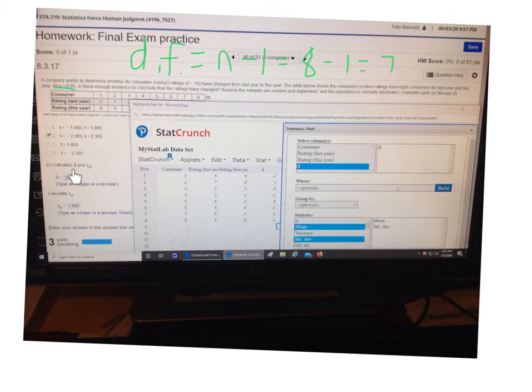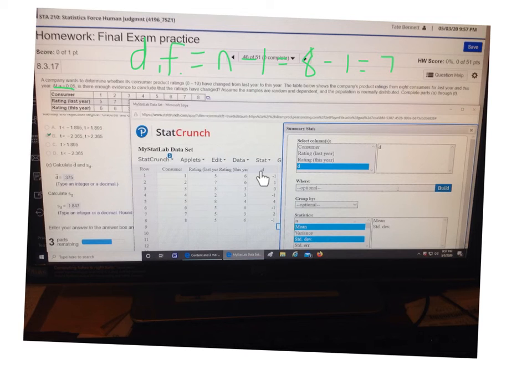Next, you want to calculate the mean of the differences and the standard deviation of those differences. So I imported this data here, consumer 1 through 8 and their ratings. Then I just did this by hand. I called it D. I just subtracted 5 minus 6 is negative 1. 7 minus 6 is positive 1. 3 minus 3 is 0. 2 minus 3 is negative 1. 8 minus 4 is positive 4. So I just typed these numbers in.